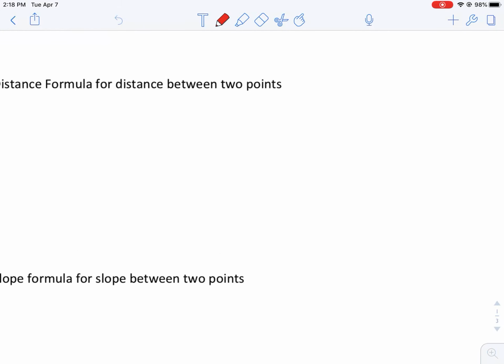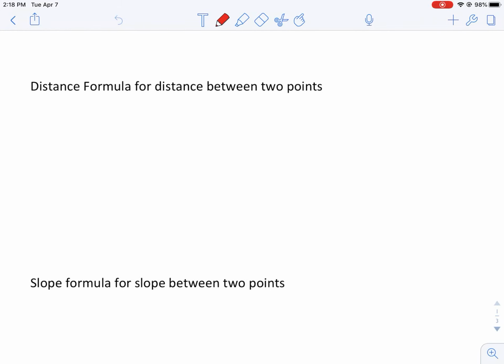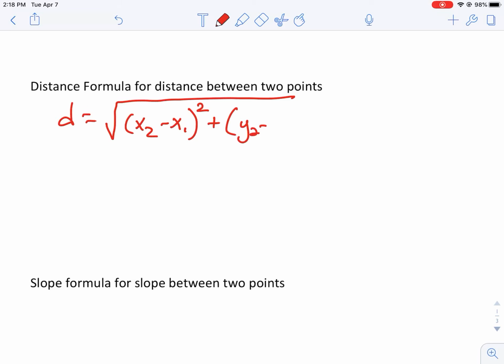Okay, so here are your review notes. We have the distance formula between 2 points. Remember, the distance formula equals that big square root of x2 minus x1 squared plus y2 minus y1 squared. All we have to do is have 2 points.